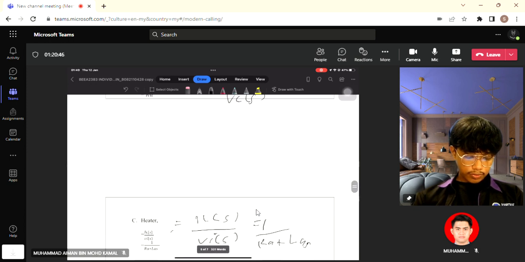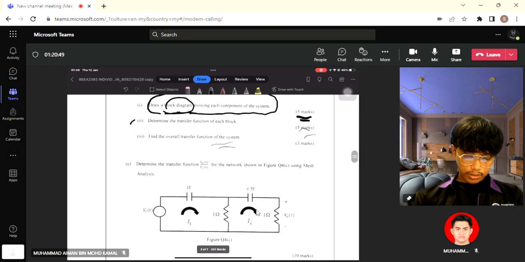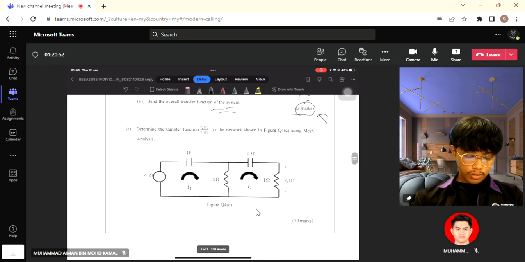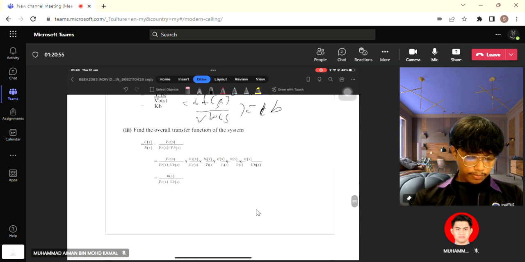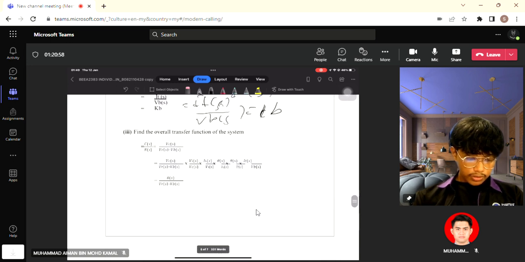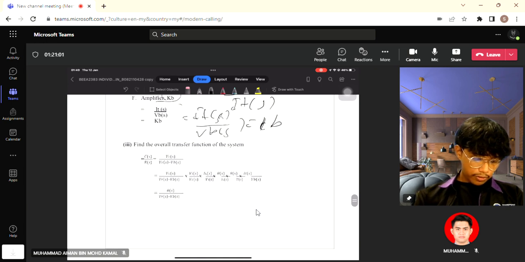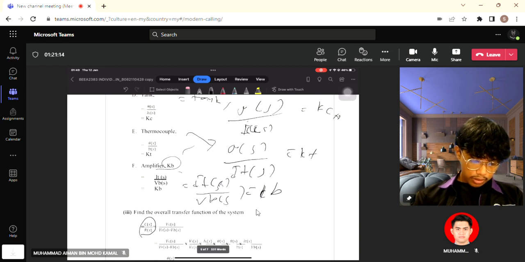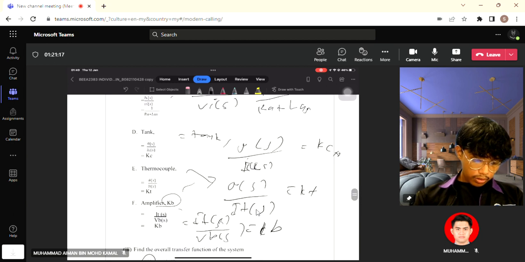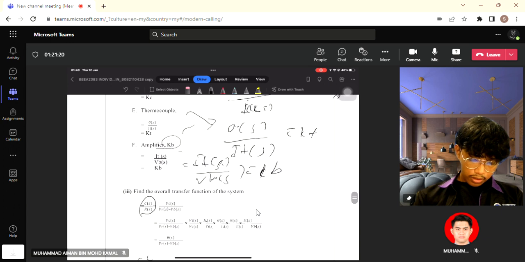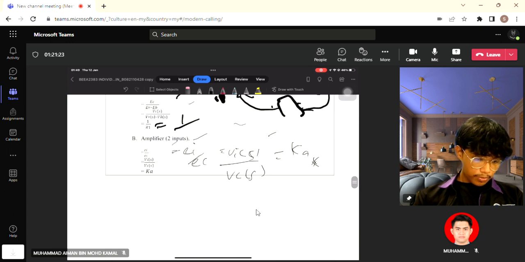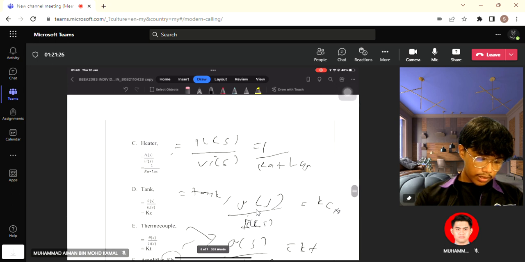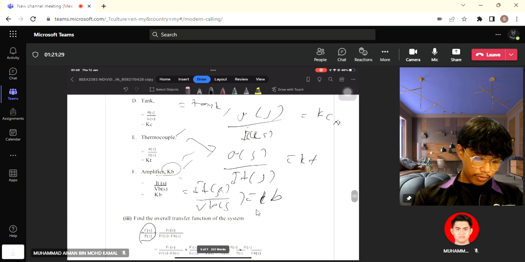And the third question asks us to find the overall transfer function of the system. For finding the overall transfer function, it's only 3 marks. For the answer, we must write down the formula C over R like this one, and after that we write down all our formulas from above: voltage input, amplifier to input, heater, tank, thermocouple, and amplifier, and you write them all together.